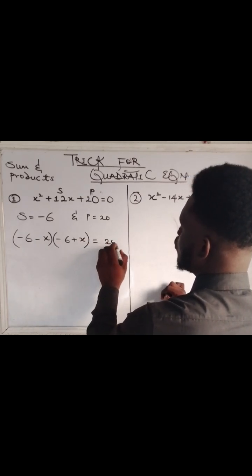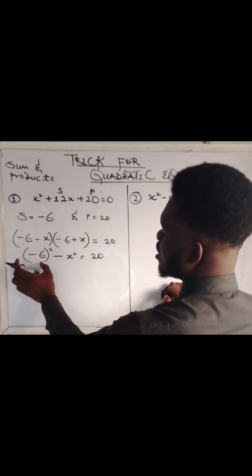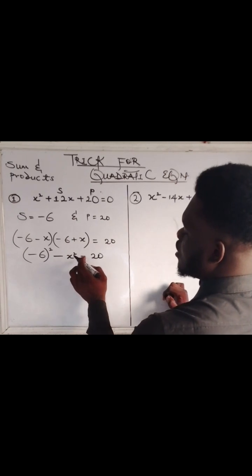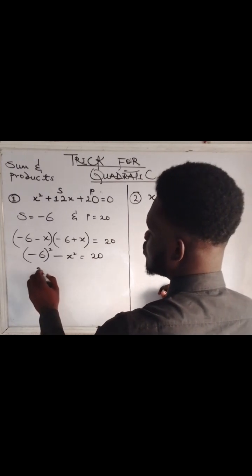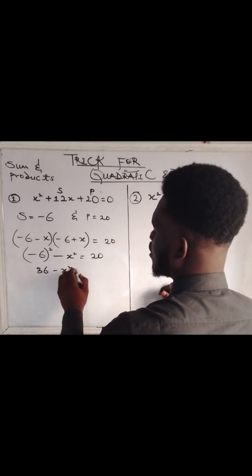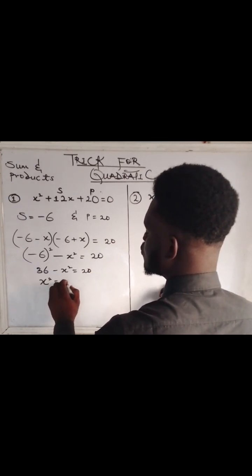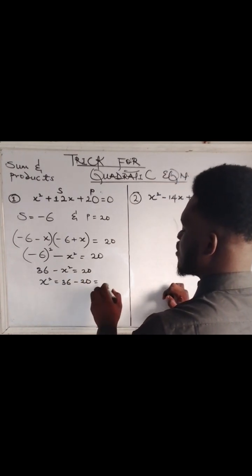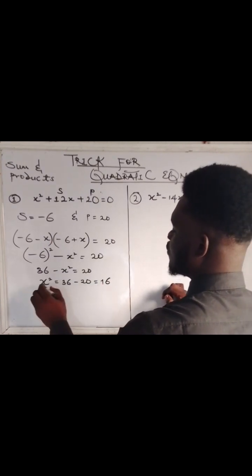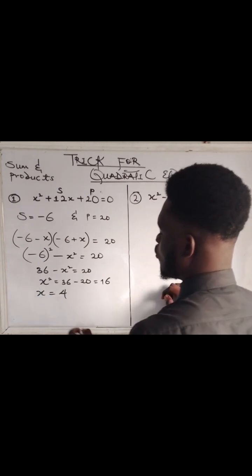So equate it to your 20. If you are doing your difference of two squares, you are going to come out with minus 6 squared minus x squared equals 20. Rewriting this with the square of minus 6, this becomes 36 minus x squared equals 20. And if you rewrite, x squared equals 36 minus 20, which is 16. Since we have x squared here, x will be equal to 4. That is it.